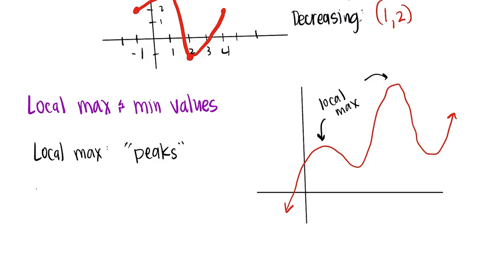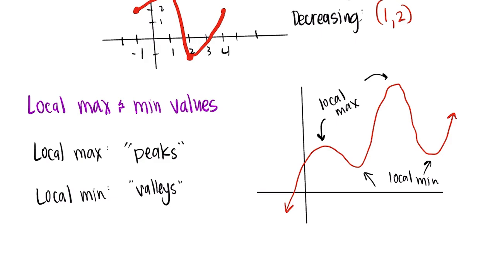How many local minimums does this have? This has 2 as well. The local minimums are your valleys on the graph. So it'll be here and here. These are your local minimums.